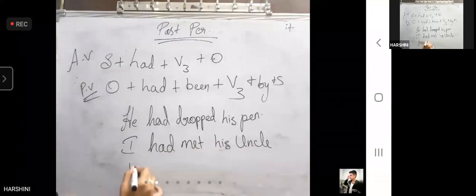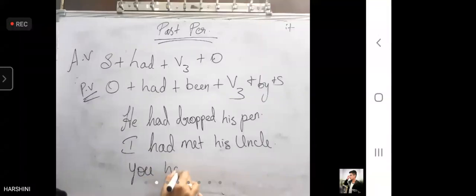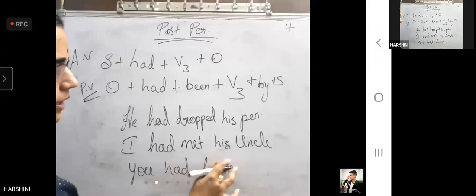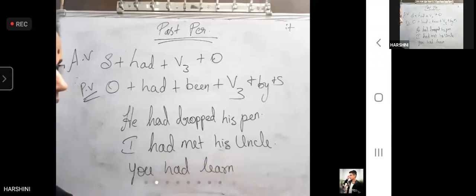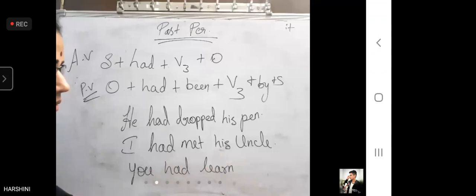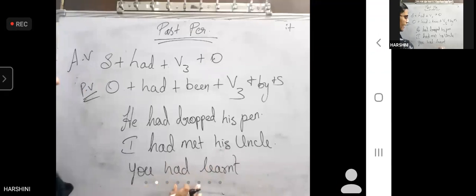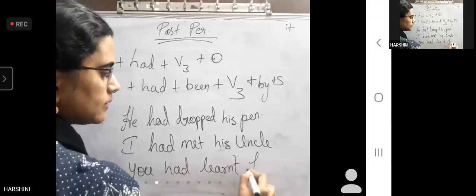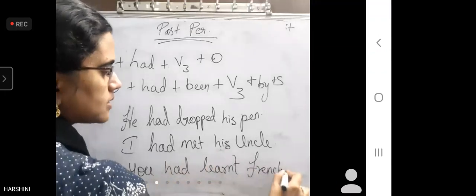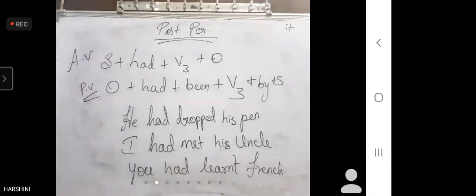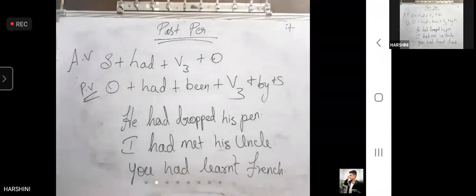Now, you had learned. ED or NT? What should I write? NT, ma'am. NT. ED is past tense. Okay. You had learned French. Answer. French had been learned by you. Correct. French had been learned by you.